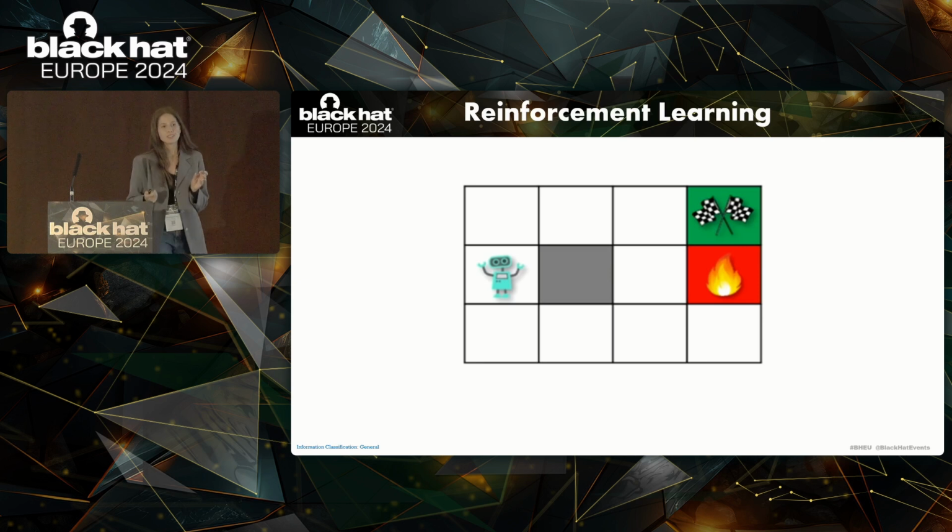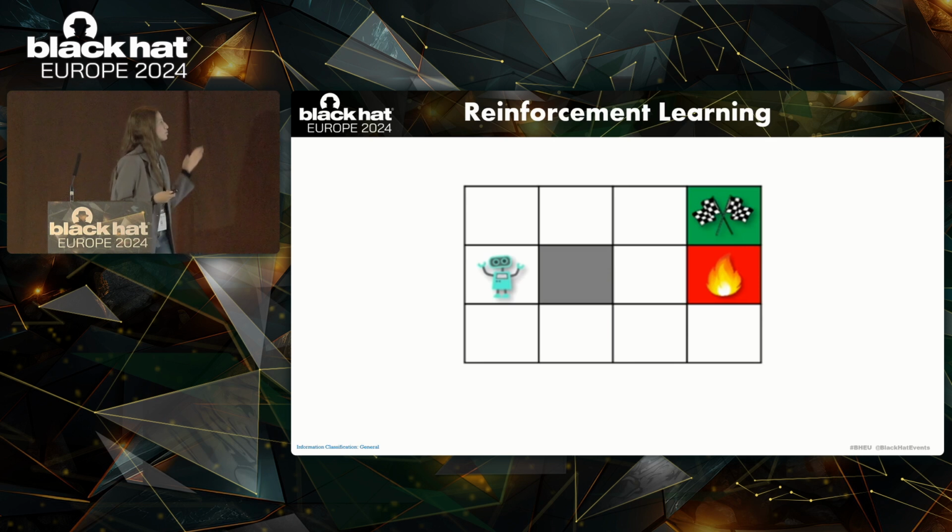In order to do this, in the next few minutes, I will explain what reinforcement learning, or RL, is. Reinforcement learning is a type of machine learning that is inspired by how humans learn to complete tasks by trial and error. So imagine that we want to teach a robot to navigate within a grid. The robot's goal will be to get the green flag while avoiding the fire. So the robot will try different ways.